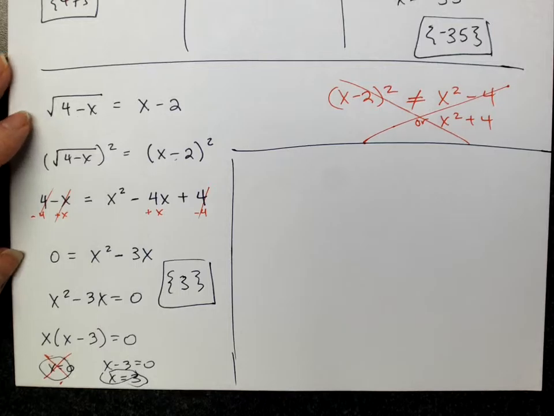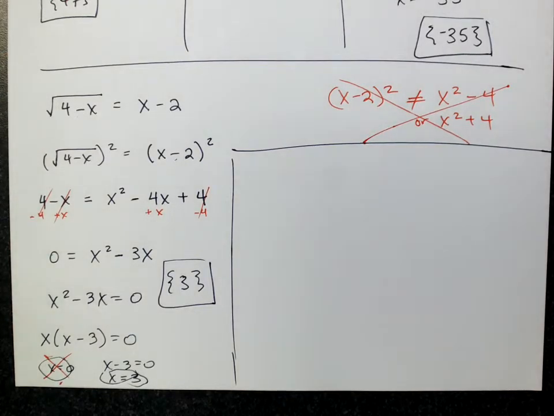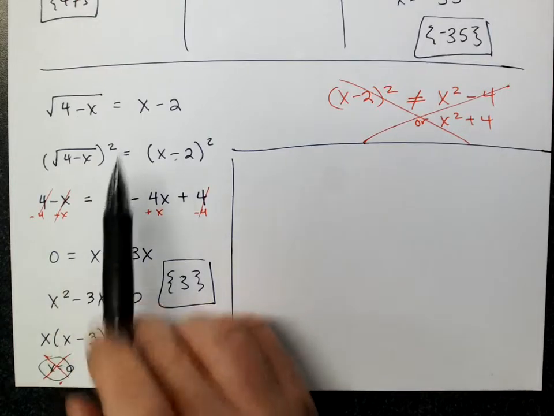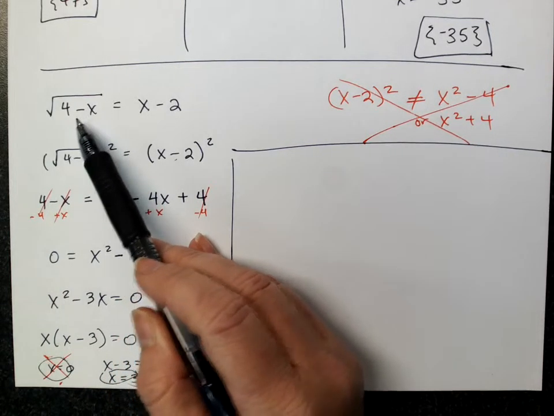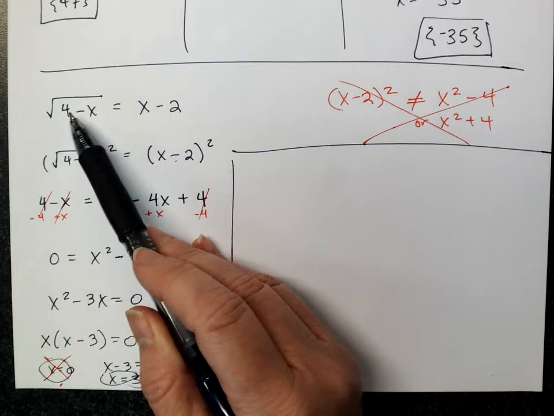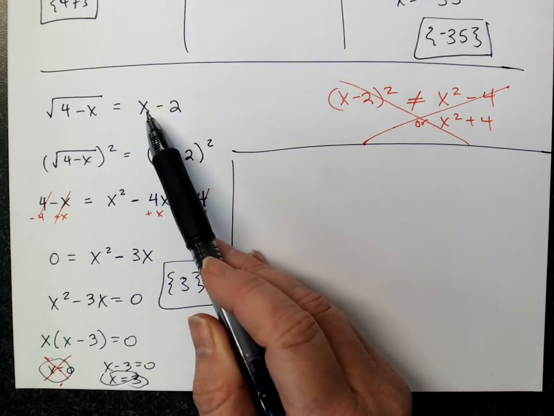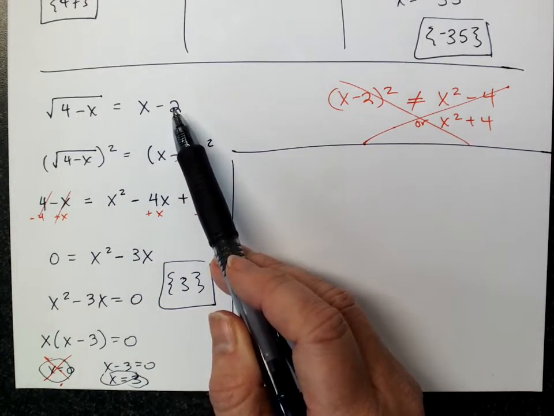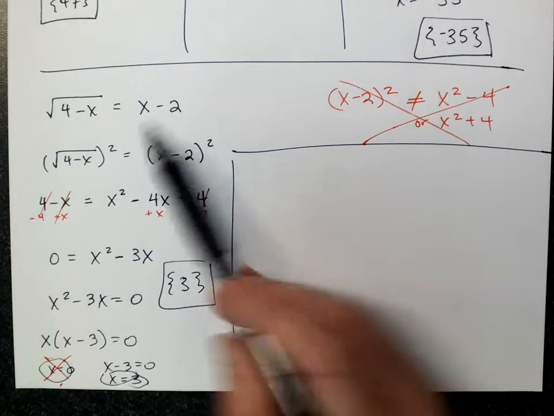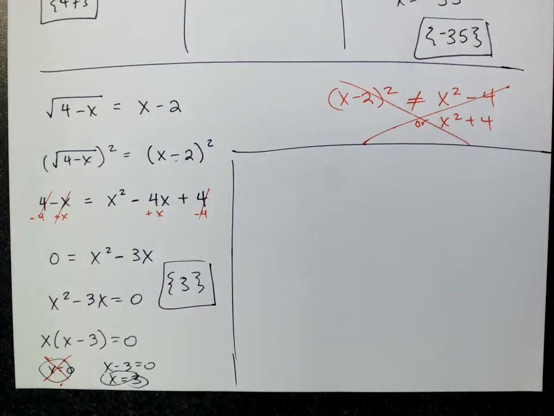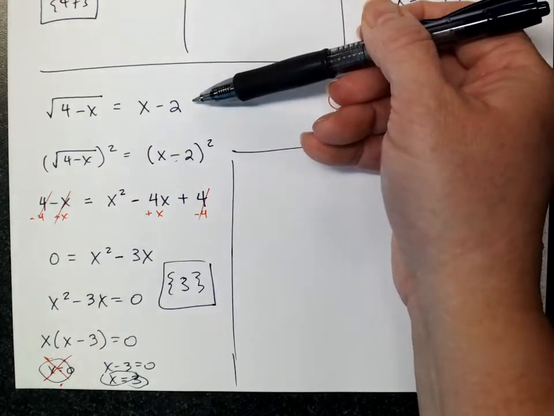So by checking it, check 0, you can see if it's good or not. Yeah, you could plug it in here. Like I said, you can plug it in mentally. 4 minus 0 is 4. Square root of 4 is 2. And on this side, it would be 0 minus 2, which is negative 2. It doesn't balance.